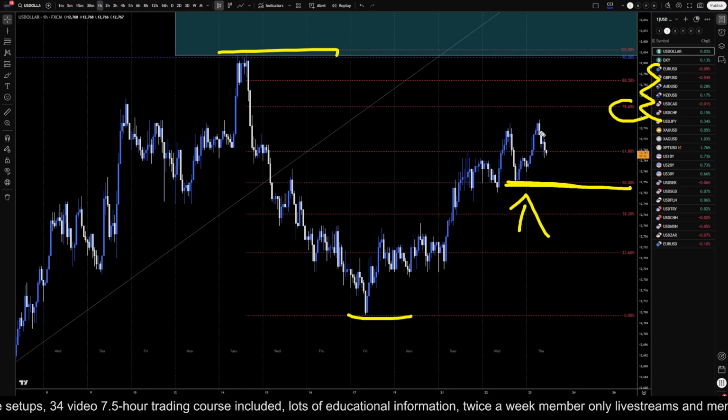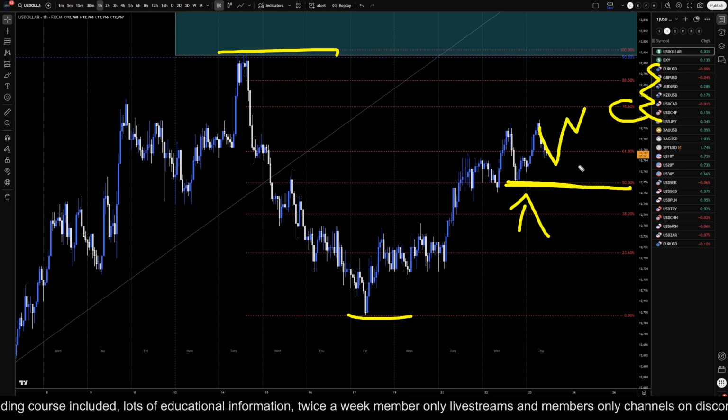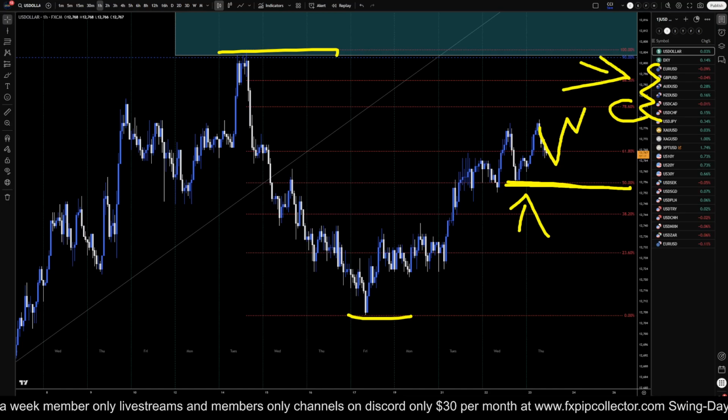But as of right now, I definitely would be looking at this move down as likely just another pullback within an uptrend. As long as we don't get that significant break of structure at a Fibonacci level, I'm definitely going to continue to be bullish the dollar and trade the dollar pairs accordingly.